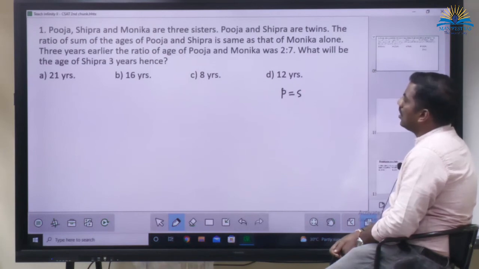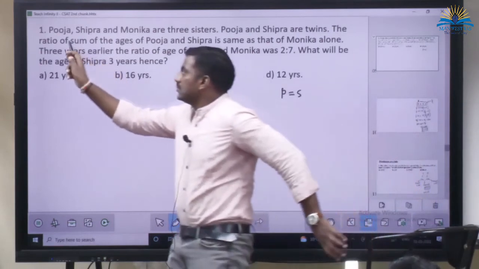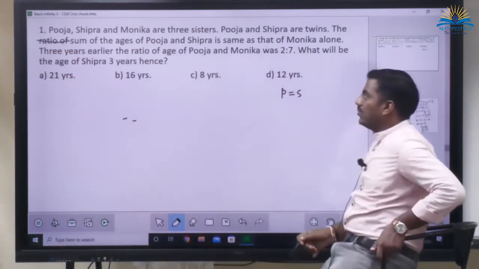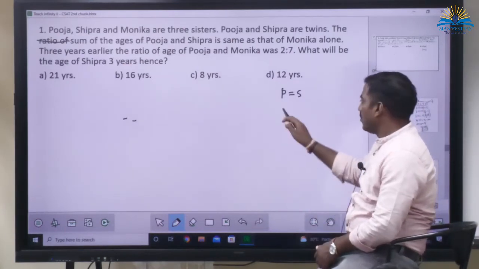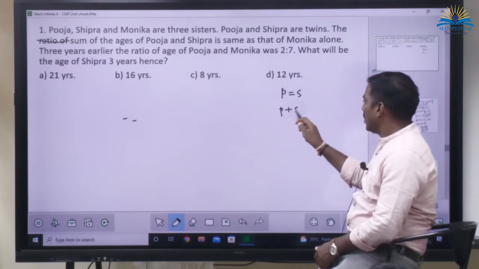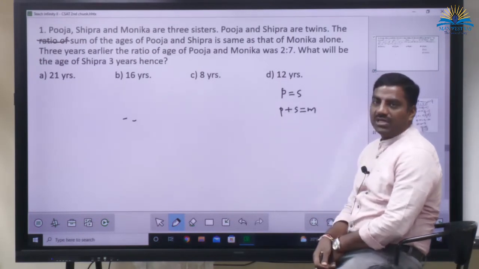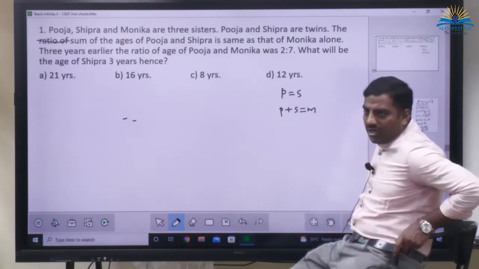Sorry, here ratio will not come. The sum of ages of Pooja and Shipra is same as that of Monica. So P plus S is equal to M. How many equations are there? How many variables? 3. So we have to find one more equation. Let's see.